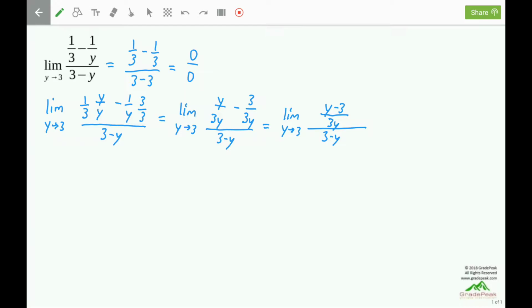This does not remove the 0 over 0 just yet. We still need to cancel the factors that are making the zeros. But before we can do that, we have a fraction within an overall fraction. We're going to want to reciprocate and multiply. Let's write this denominator over 1 so that we can reciprocate it and multiply it with the numerator. That will be our next step.